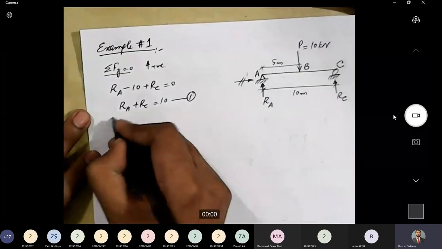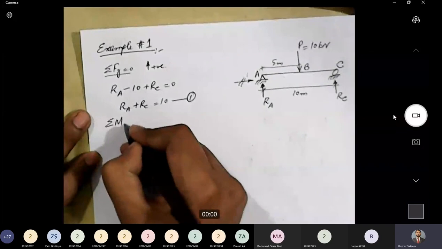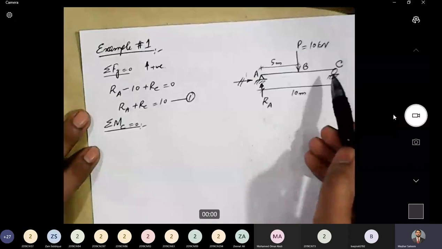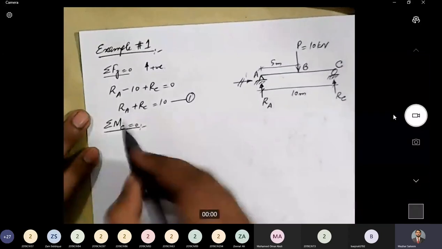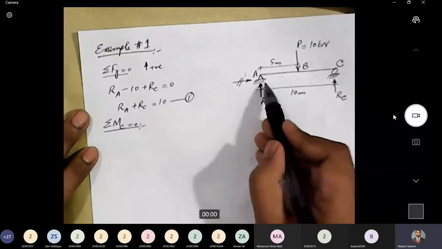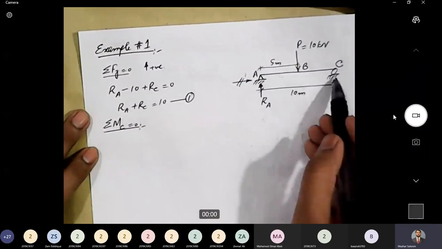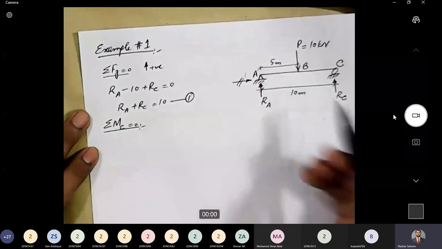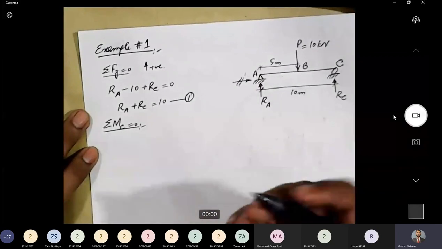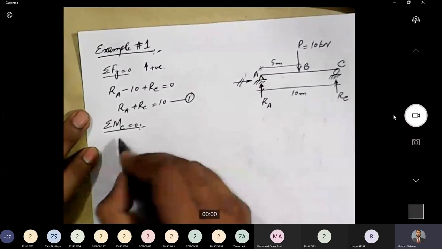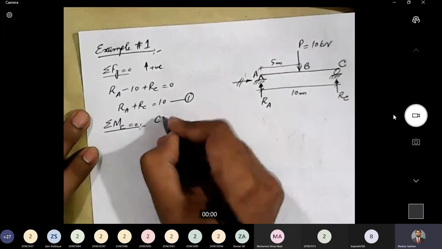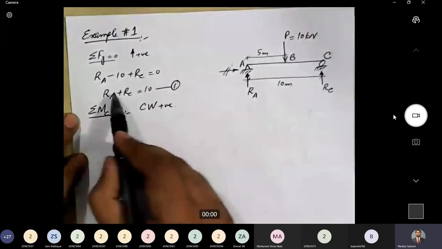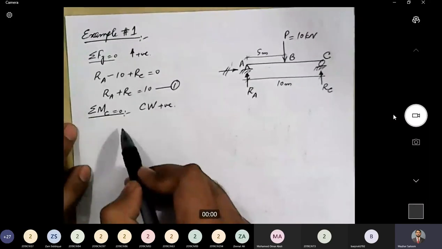For that, we can take, let's say, sigma MC equal to 0. You can take the sum of moments at either of the supports equal to 0, because we know that these are hinge and roller supports and none of them can generate any resisting moment. We could have taken sigma MA equal to 0 as well, that does not matter. What is our sign convention? We will take clockwise as positive while calculating the moment. This was the summation of forces. Now this is the summation of moments.